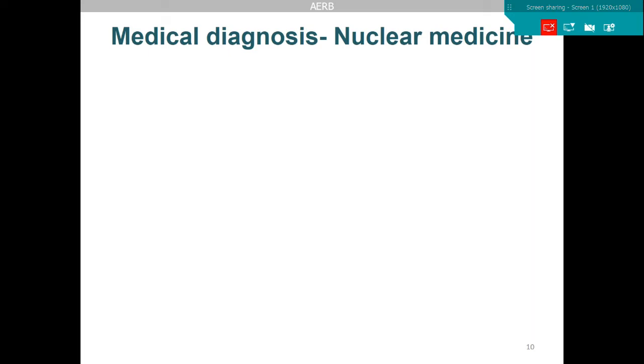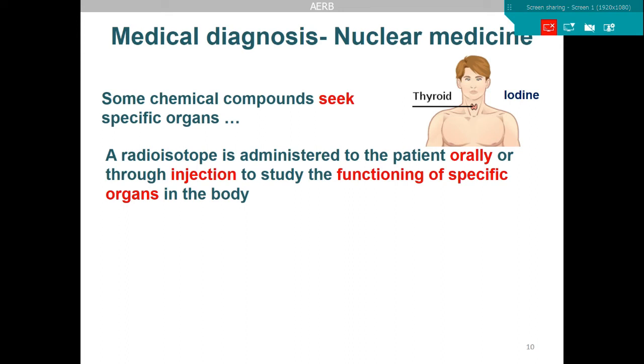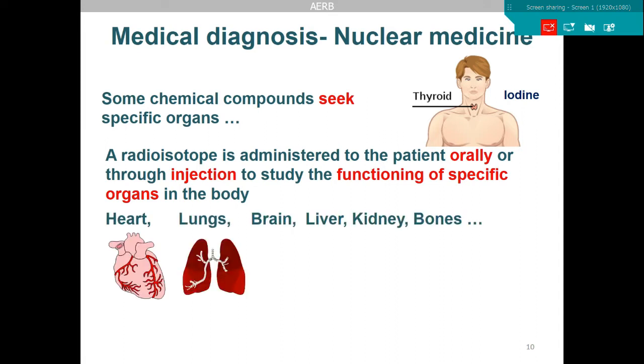Now, continuing with medical diagnosis, one was X-ray and CT scan. Another modality is nuclear medicine. Some chemical compounds seek specific organs, like in this case, iodine, when consumed, concentrates preferentially in the thyroid. So there are many such radioisotopes which seek particular, specific organs of the human body. A radioisotope is administered to a patient either orally or through injection to study the functioning of specific organs in the body, like the heart, lungs, brain, liver, kidneys, bones, whatever.